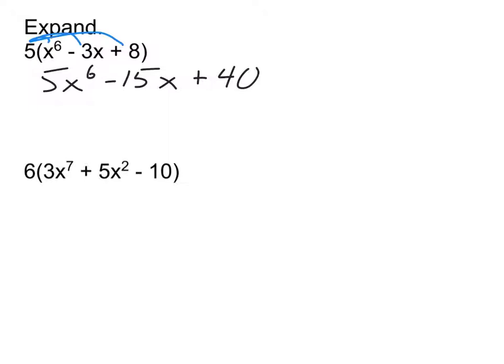Next one down. Again, I'm going to multiply the 6 to everything in this case. So the 6 times 3 gives me 18, so that's 18x to the 7th. Plus 6 times 5 is 30, so that's 30x squared. Then minus 6 times the 10, so that's going to be minus 60.